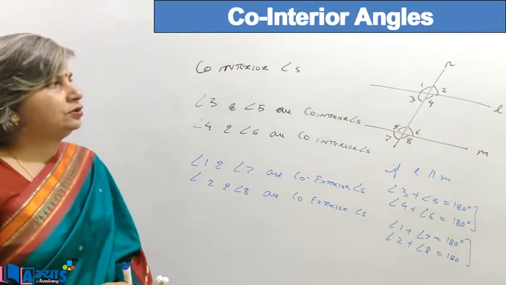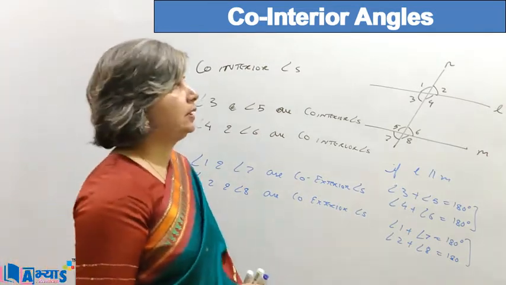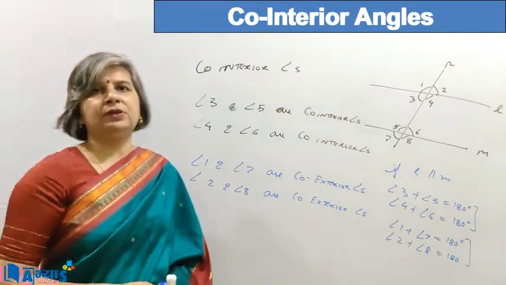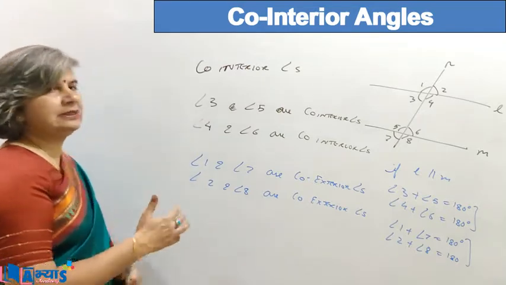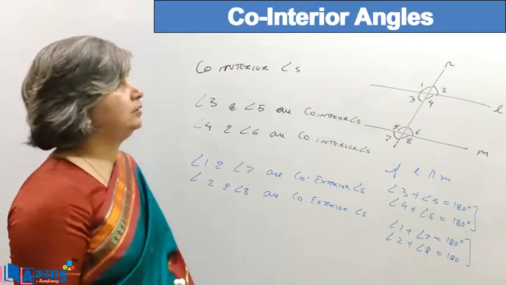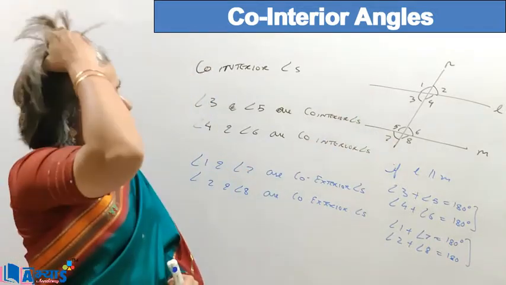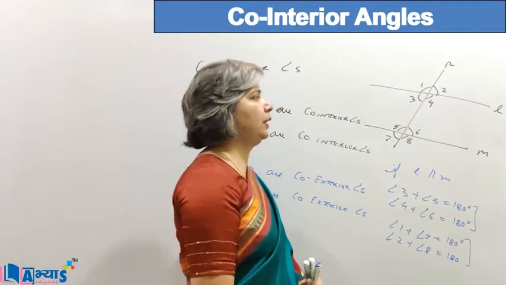So in case of parallel lines, that means if two parallel lines are intersected by a transversal, then the co-interior angles as well as the co-exterior angles are supplementary. Co-interior means on the same side of the transversal, and interior means they are inside the two lines. So co-interior are 3 and 5, 4 and 6, and co-exterior are 1 and 7, 2 and 8.